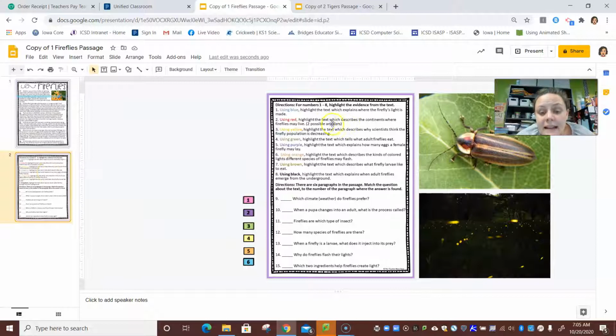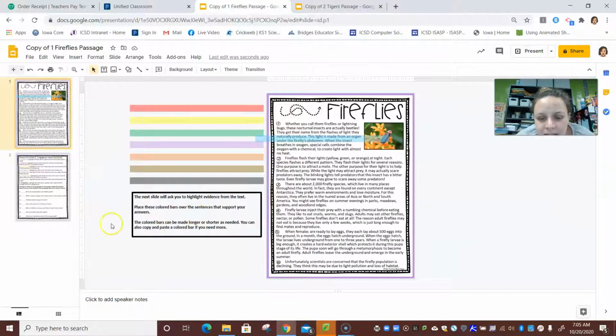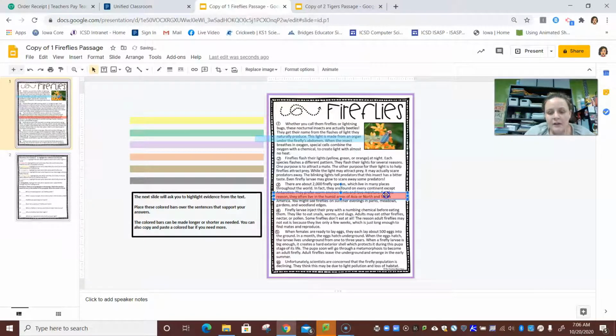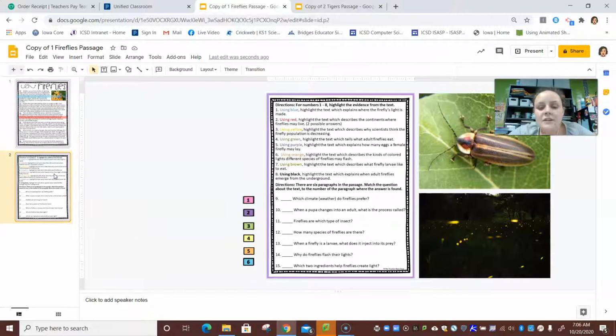Using red, highlight text which describes the continents where fireflies may live, and this says there's 2 possible answers. Remember it said they live everywhere but not Antarctica. So it says for this reason, they often live in humid areas of Asia or North and South America. So in paragraph 3, we can highlight Asia or North and South America. So we used our red for that. Using yellow, highlight the text which describes why scientists think the firefly population is decreasing. Oh, I remember that at the end because it kind of worried me a little bit because I like fireflies.